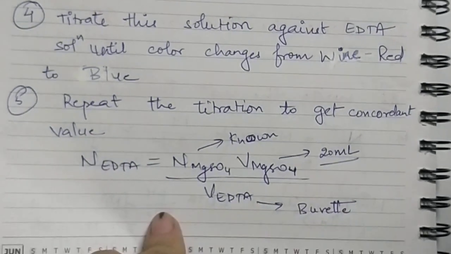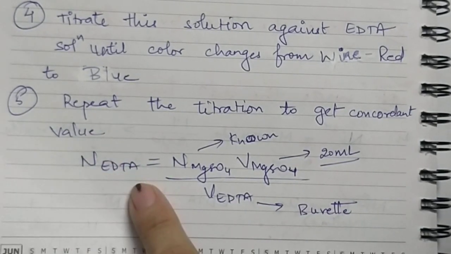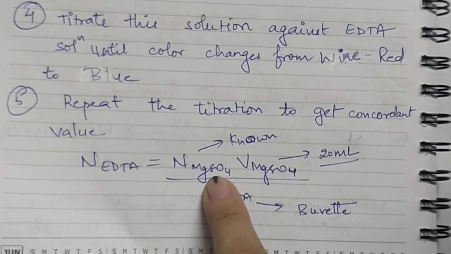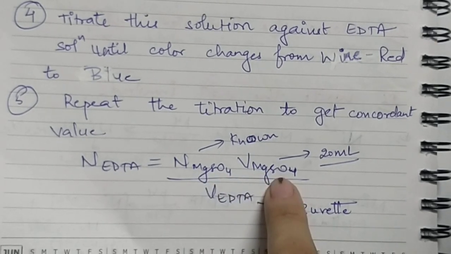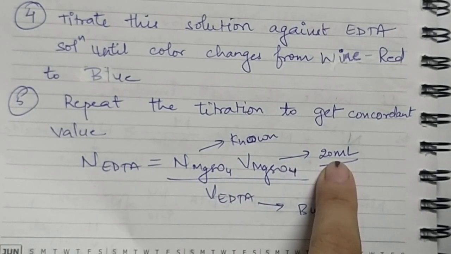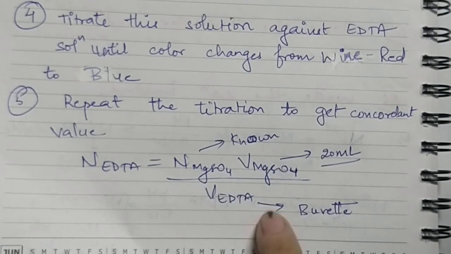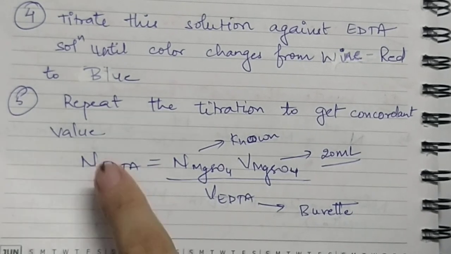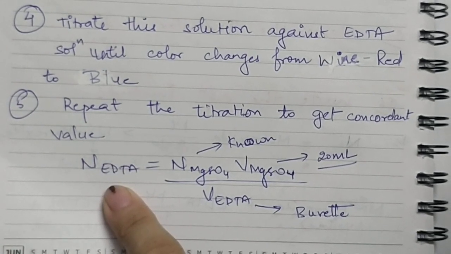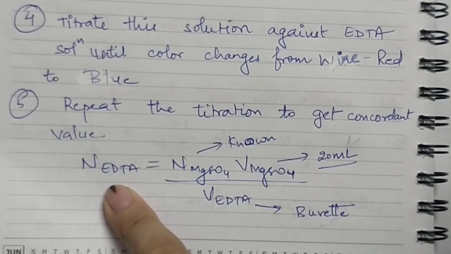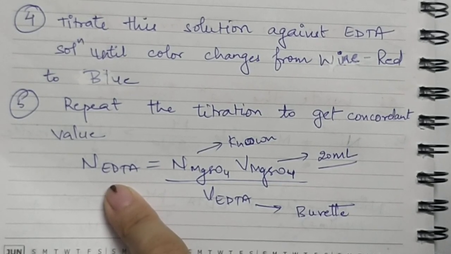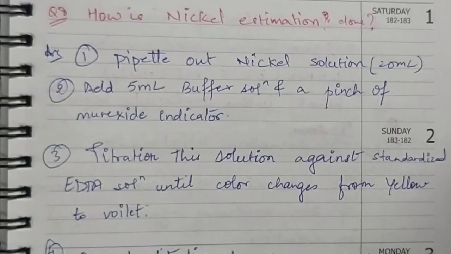So the standardization or the normality of EDTA can be calculated from the normality of MgSO4, which is known to you as you have prepared the solution yourself. Volume of MgSO4 that you have used is 20 ml, divided by volume of EDTA, which you can see from the burette. In this way you can calculate the normality of EDTA. So now your EDTA is standardized and you can use it for further titration, that is for estimating the amount of nickel present in any unknown solution.